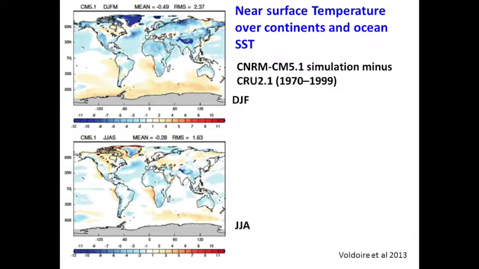This is the surface temperature for this model, this French model, and we see that the problem is in Greenland, and also again in the Tibetan region.